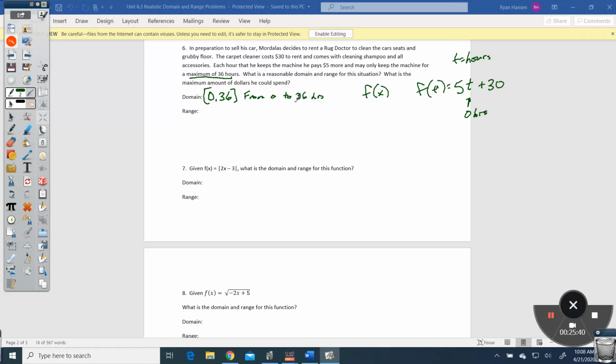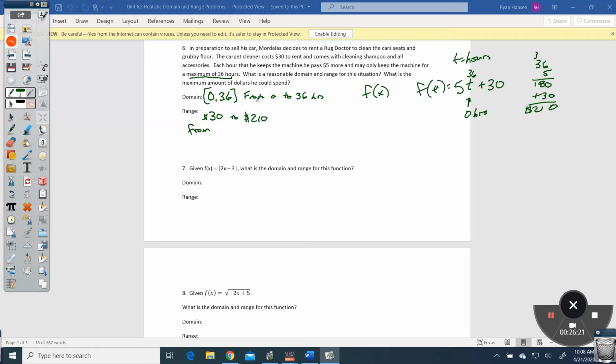The range, well, that's going to be the amount of money that he spends. The smallest amount of money that he spends taking that Rug Doctor out is $30. So the lowest amount he's going to spend is $30. So it's going to be from $30 to, if he keeps it the maximum amount of time, that's 36 hours. So 36 times 5, 6 times 5 is 30, carry the 3, 15. So that's $180 plus this 30. So 0, 1, $210. So he's going to spend anywhere from $30 to $210.